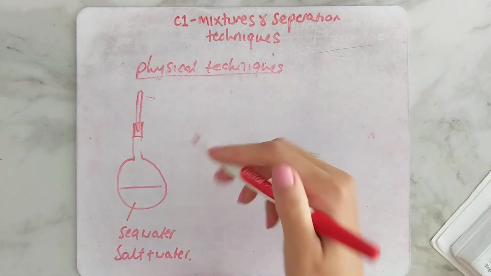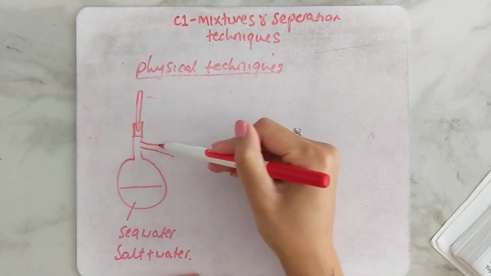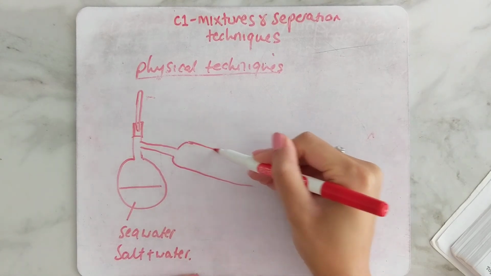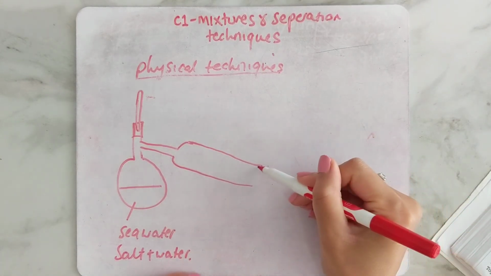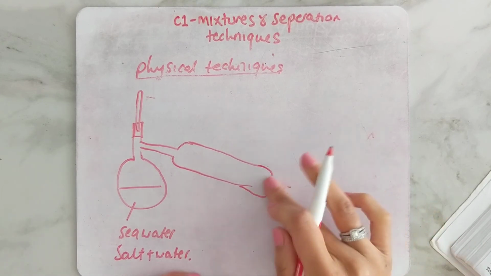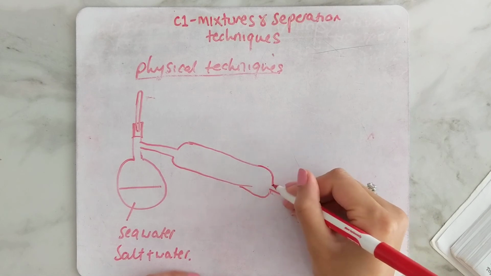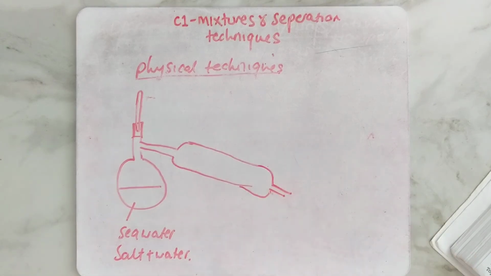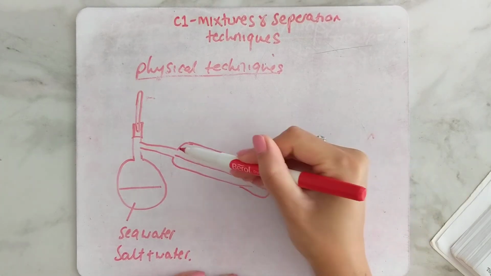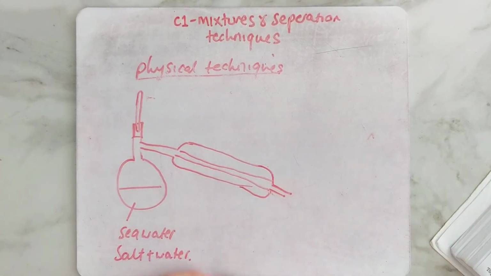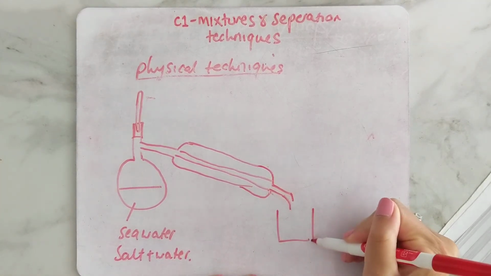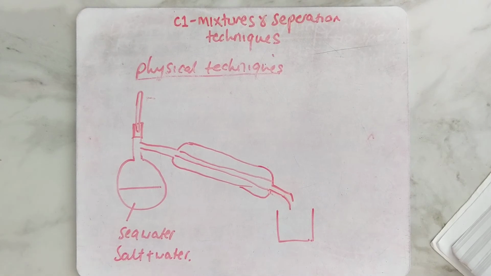attached to this conical flask is a condenser, and a condenser basically cools down the gas, which I'll explain in a moment. Just think condensation. Condensation is where a gas turns into a liquid, and that's exactly what's going to happen here. This is a really bad diagram, but I hope you're getting the idea.